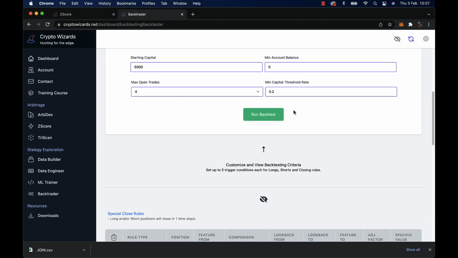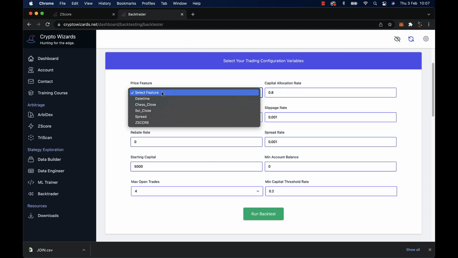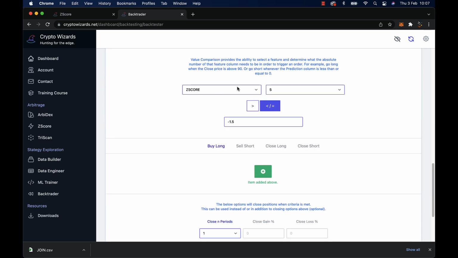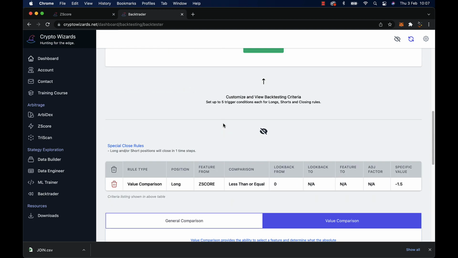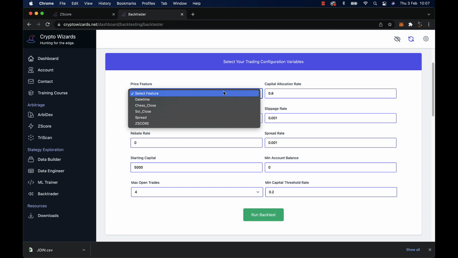Okay. So what we're going to do now is actually go and backtest this. So the price feature, what do I want to trade off of? If you've been following, you might have the answer for this, but do you want to trade based on the chest close price, the sol close price, or the spread? Because remember, the Z-score is the indicator. That's what's triggering us to trade. That's the buy or sell or close signal, right? The price feature is what am I buying? So if I was trading Bitcoin, I would pick the close price of Bitcoin or the open price of Bitcoin or whatever. What am I buying?